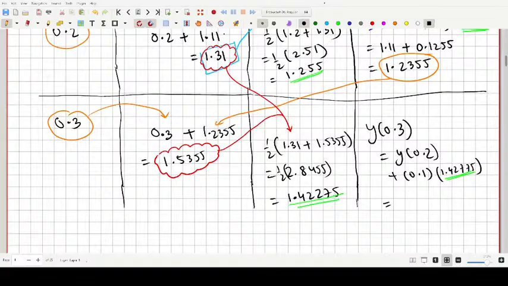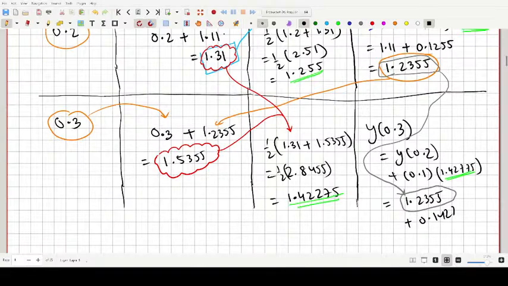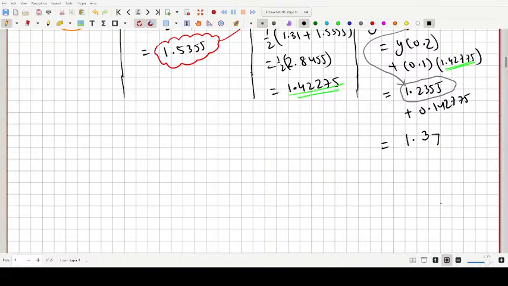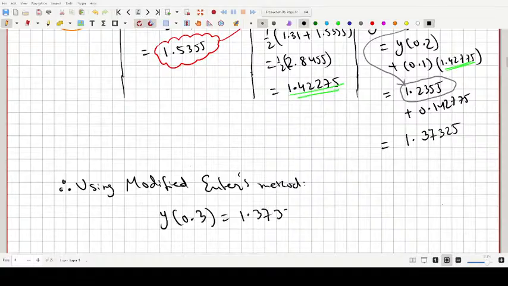And therefore, the solution is going to be as follows. Y at 0.3 is equal to, by observing that the y value is given over here, I'll draw a small box there and bring it here, a small box-like structure, plus 0.142275. The calculator says the result is 1.2523732, using the modified Euler's method.